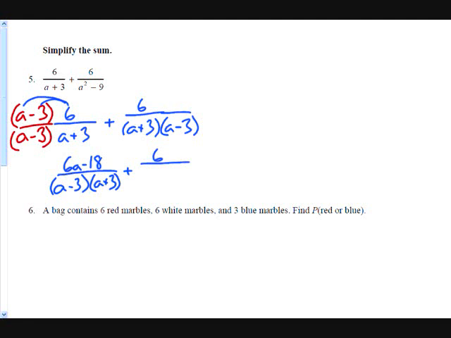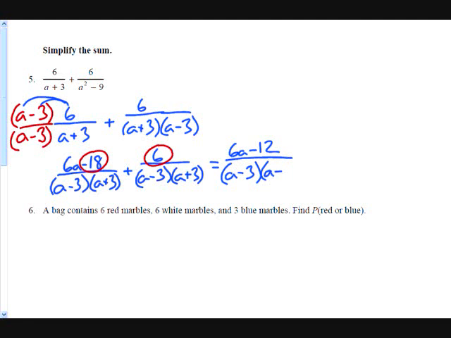Here, the 6 in the numerator. The denominator is literally just the a minus 3, a plus 3. And now that we have common denominators, we add the numerator. Denominator stays the same. So I'm going to combine like terms, the minus 18 plus the 6. So that's going to give me a 6a minus 12 all over the a minus 3, a plus 3.